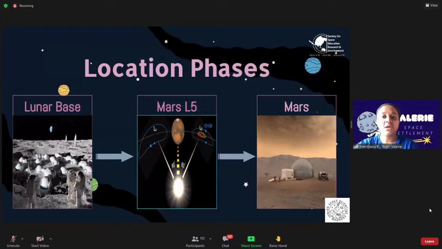First, a lunar base will be established on the surface of the moon, where the orbital settlement's construction will be completed. After that, the settlement will be propelled to L5 of Mars, and from there, small research establishments will be made on the surface of Mars.